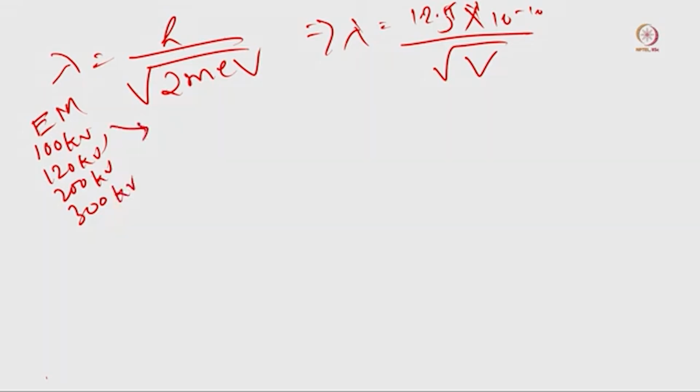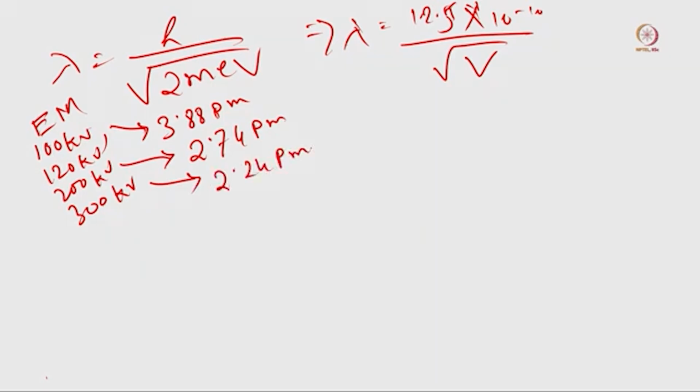Generally at 100 kilovolt, if we calculate, we'll get 3.88 picometer wavelength. If we have 200 kilovolt, you will get some 2.74 picometer, and if we have 300 kilovolt, you will get 2.24 picometer. Roughly, this value may change here and there a little bit.